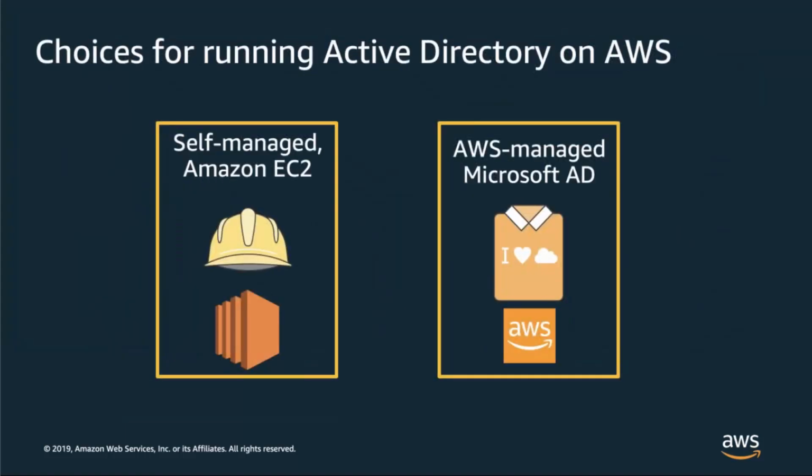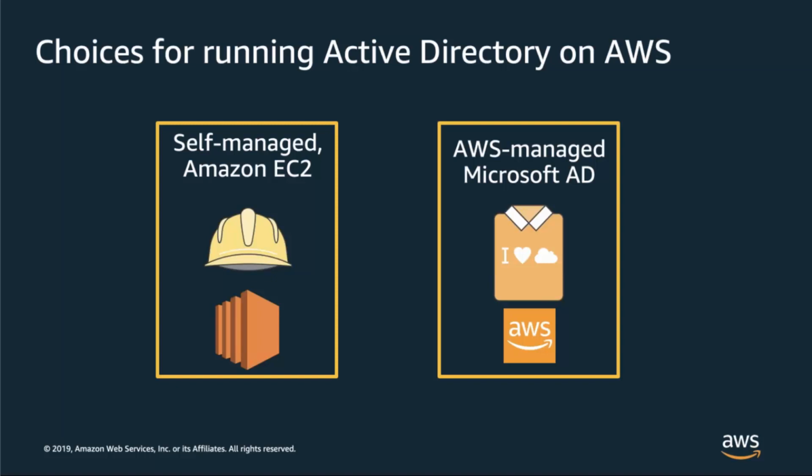Okay, so before we dive into architecture, let's look at what are some of the choices for customers running Active Directory on AWS. The first way you can deploy Active Directory is through what we call self-managed on Amazon EC2 instances. So this is where you deploy an EC2 instance in a region and an availability zone that you like. And then you install the Active Directory package and make it a domain controller, and you deploy Active Directory.